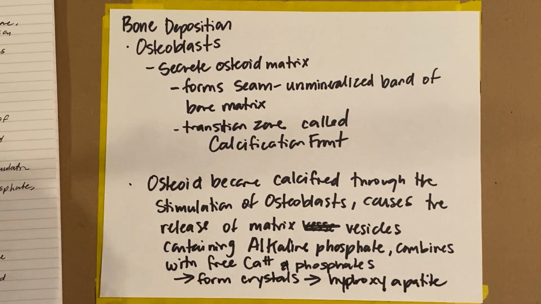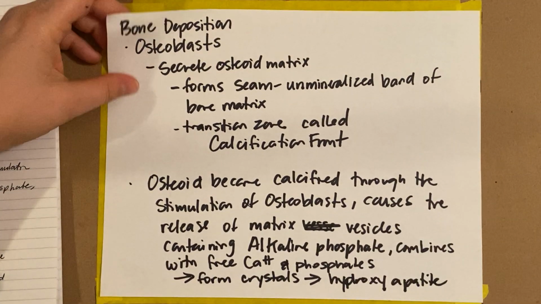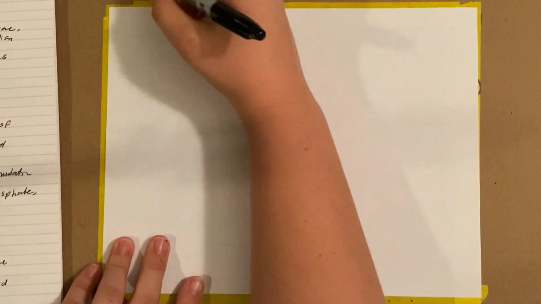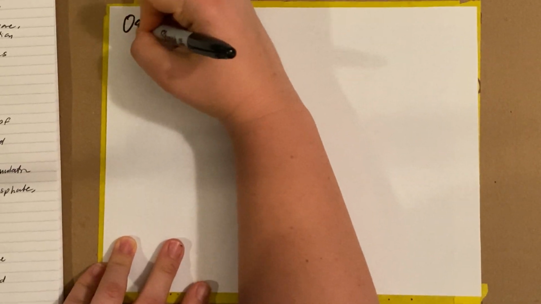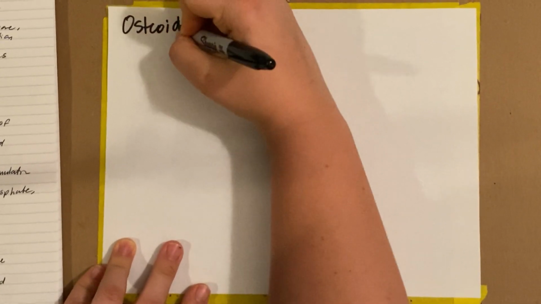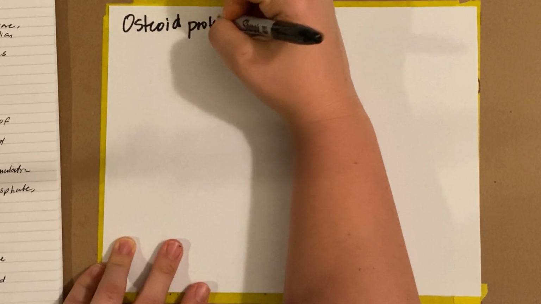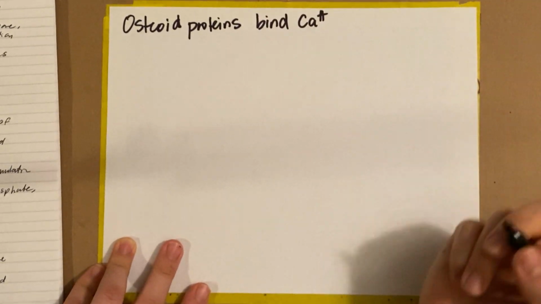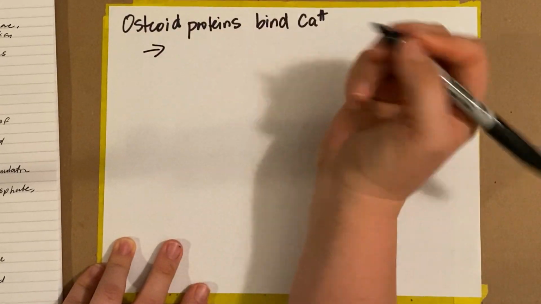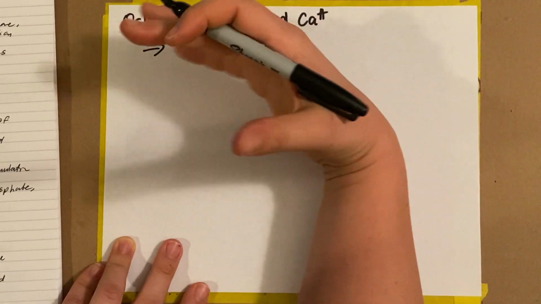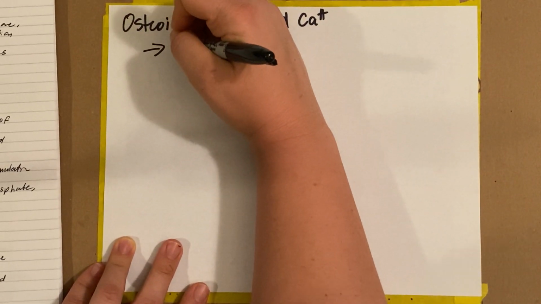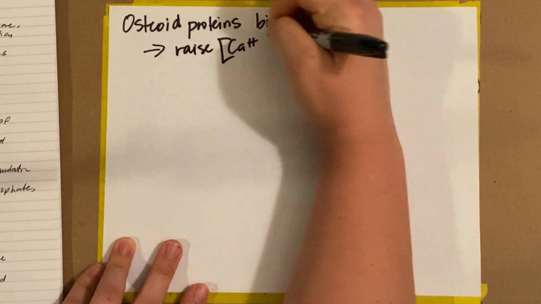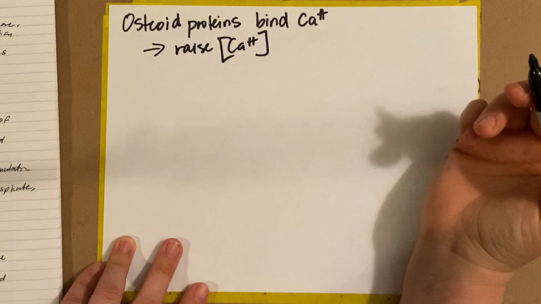Okay, so I wanted to go into a little bit more detail of how this is actually happening. All right, so the proteins that are in the osteoid bind calcium ions, okay? So what this does is in that location where there's osteoid, you're going to start to have a high concentration of calcium. So it's going to raise the calcium concentration. And remember, concentration we can write with those brackets.